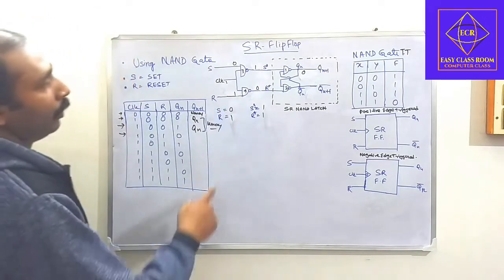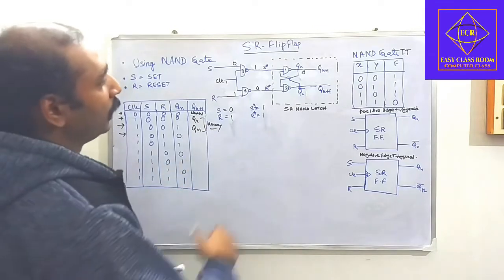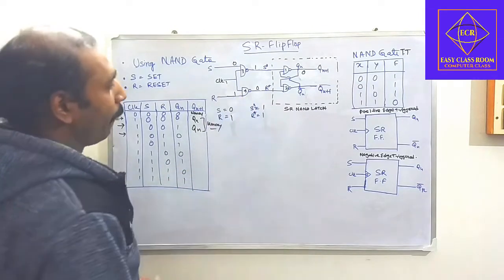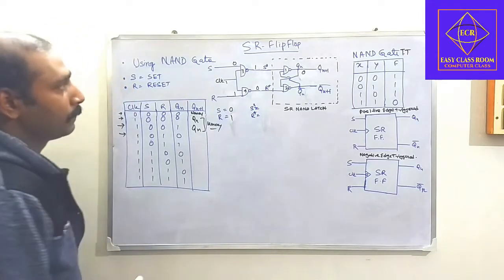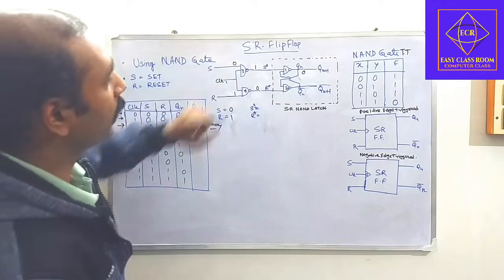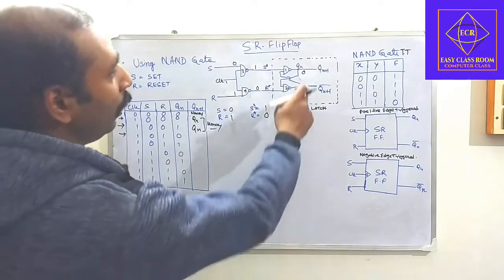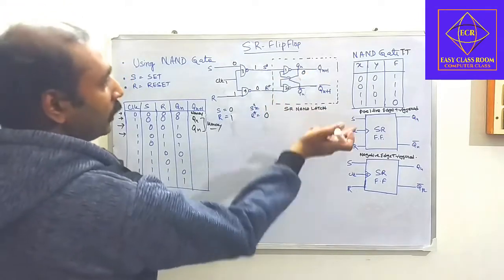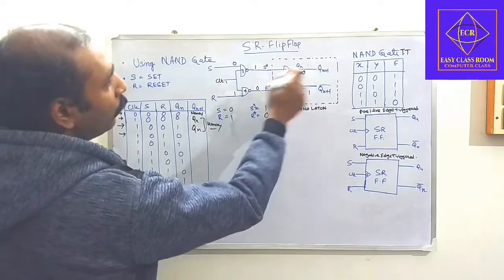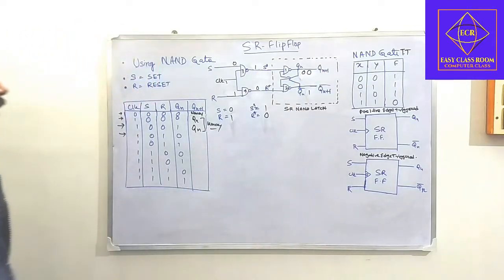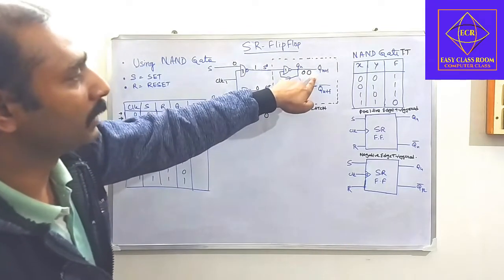Now for the set pin, the reset pin is high, what will we get? 0 and 0. If we are giving these two, these will be the complementary states, so 1 and 0. Now for this, we are also considering this one. So 0 and 0 we will get 1, and this 1 and 1 we will get 0. Okay, so if the reset pin is high, the output will be 0.